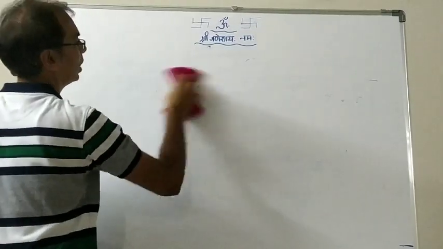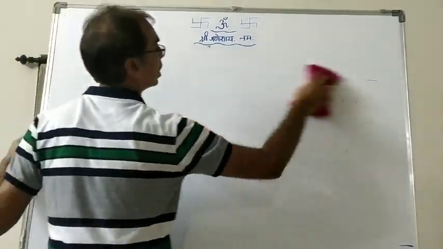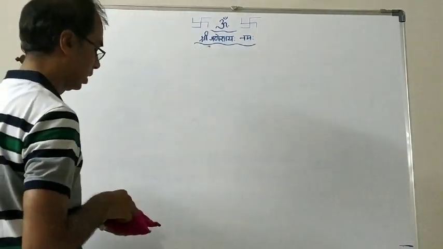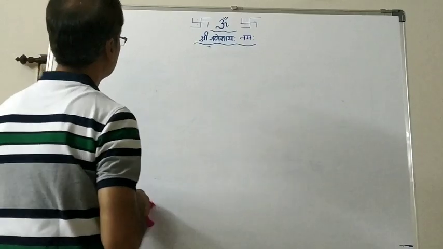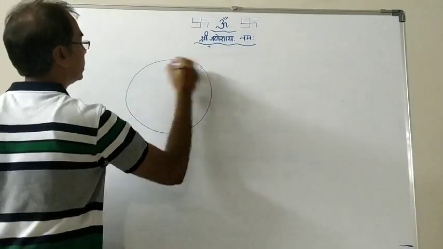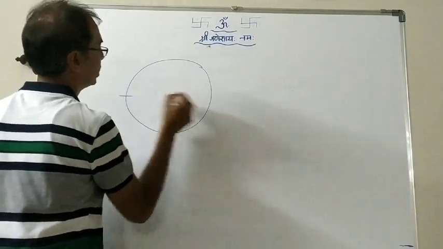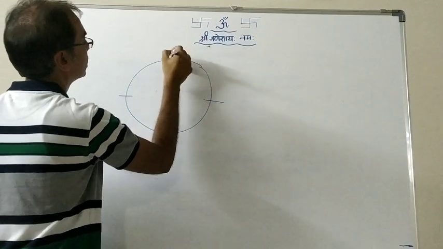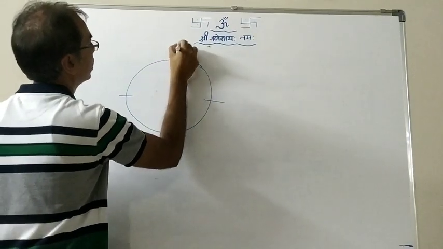Okay, so I am making one circle and I am making its 12 parts, just like a clock or a watch. There is a circle like this, and I am making 12 parts, just like a clock. This is 12, so let's put 12 over here.